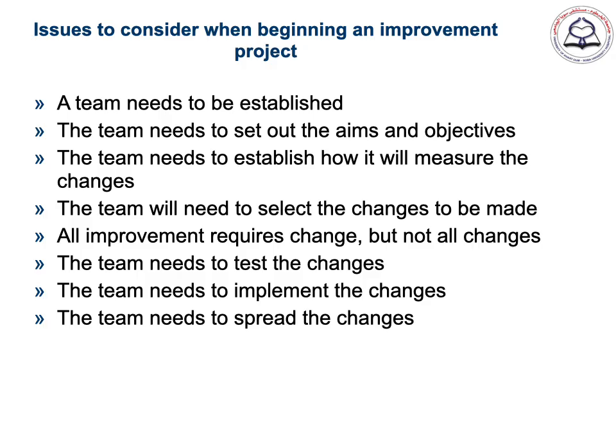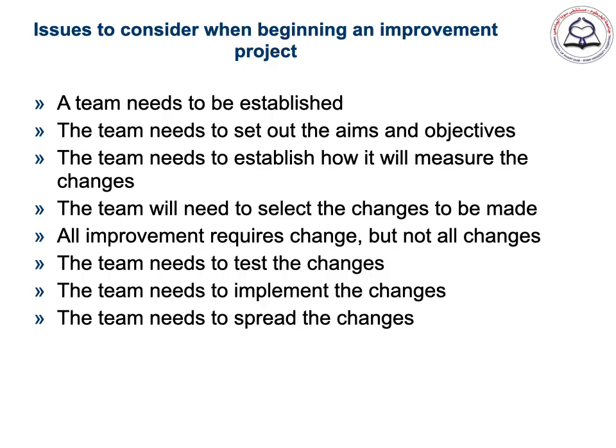Issues to consider when beginning an improvement project. The first step, we need to establish a team. The team should be made from people who are aware of the process and will be affected by the outcome. The team needs to set aims and objectives. These objectives should be specific, measurable, achievable and time bound. And also the team has to establish how they will measure the change, and they need to select the change to be made.